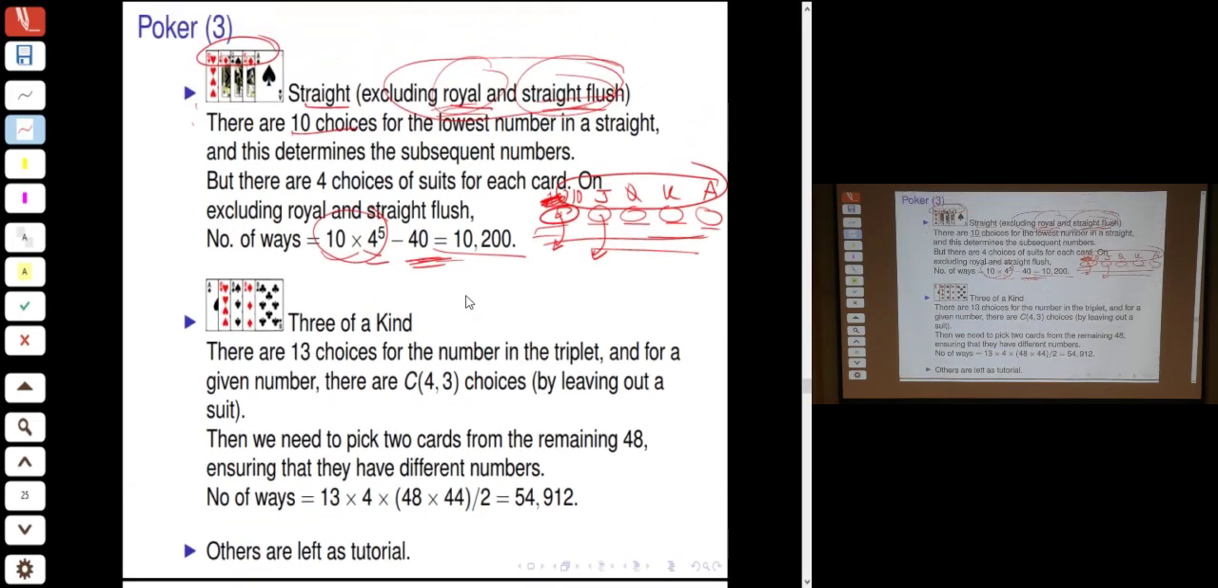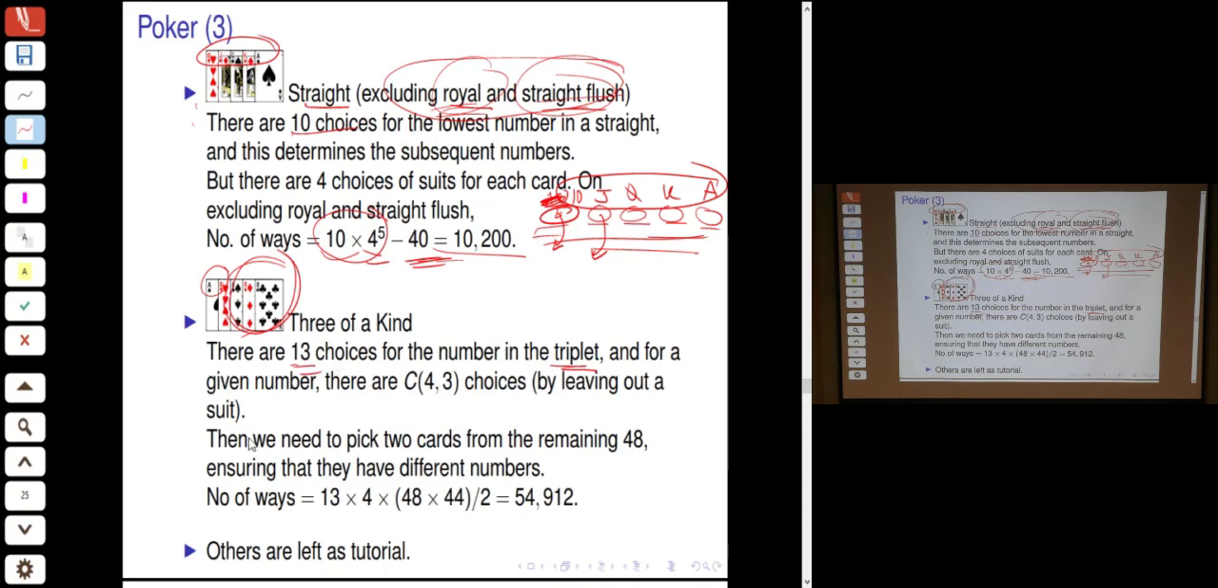And finally, 3 of a kind. So what is 3 of a kind? You have 3 cards of the same number, and then 2 cards of 2 other numbers. So again, you first consider the 3 cards which have the same number, and you fix the number. This common number for the triplet of cards can be fixed in 13 ways, because there are 13 numbers.